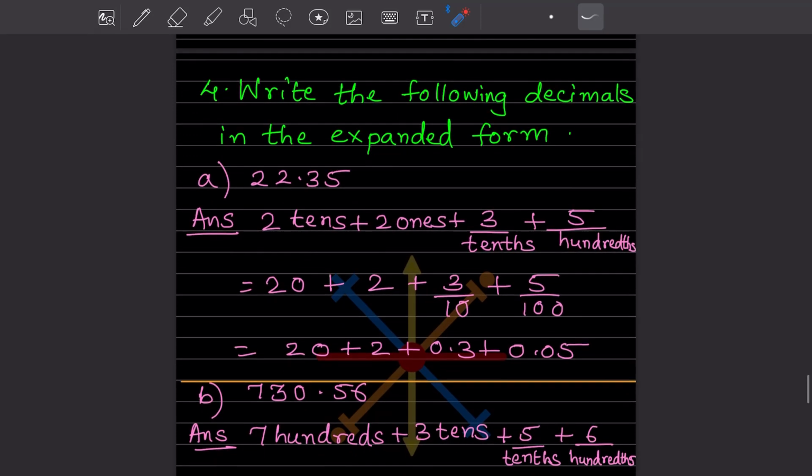Now write the following decimals in the expanded form. Expanded means you have to break up. So now again, look at here. This is the ones place. This is the tens place, and this is the hundreds place. Before and after the point, whatever, that is the hundreds place.